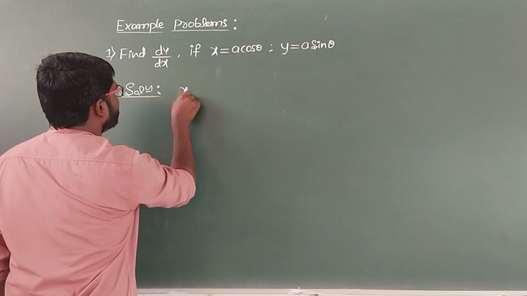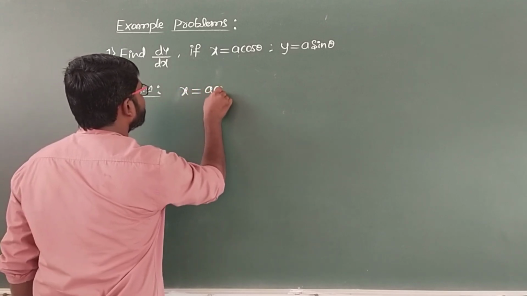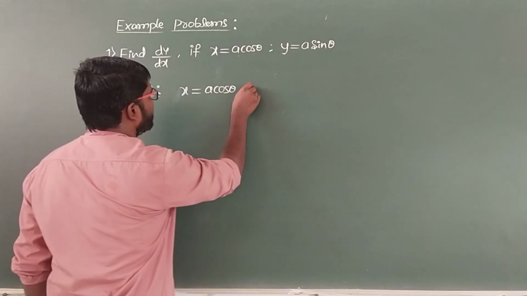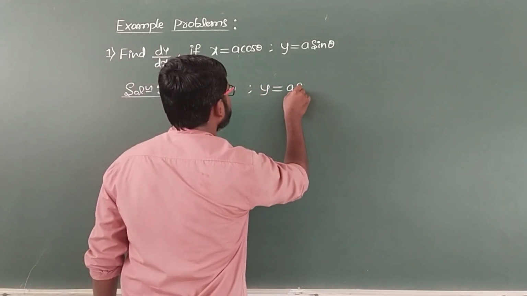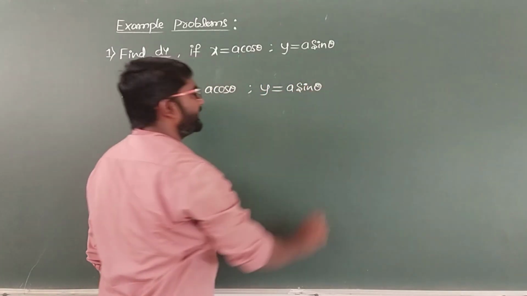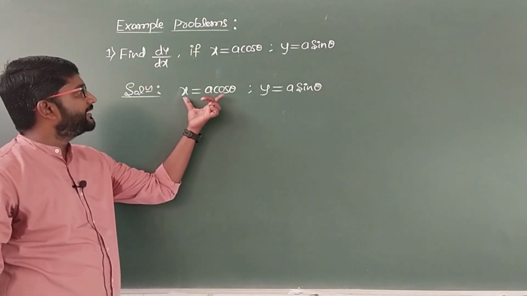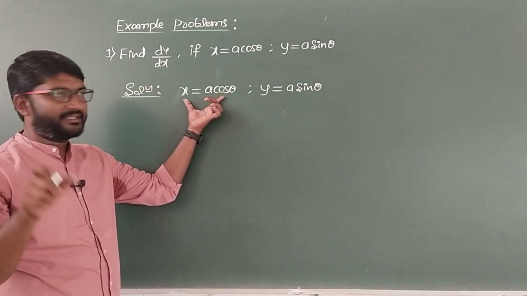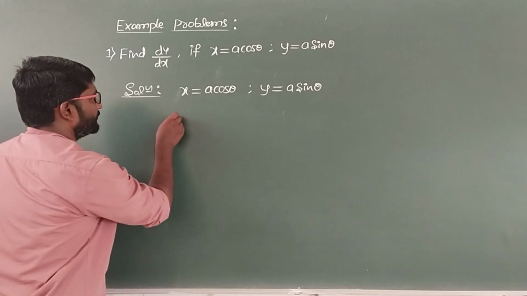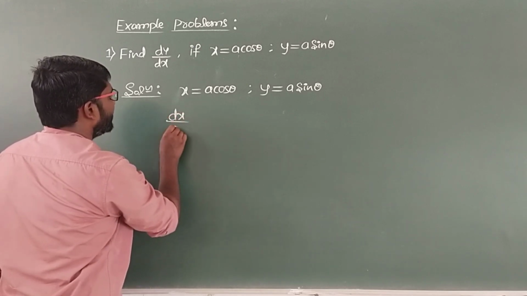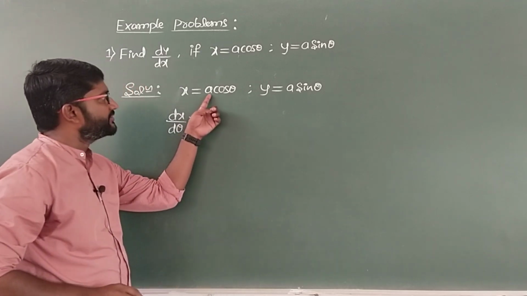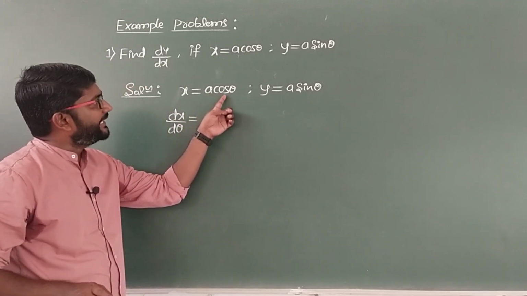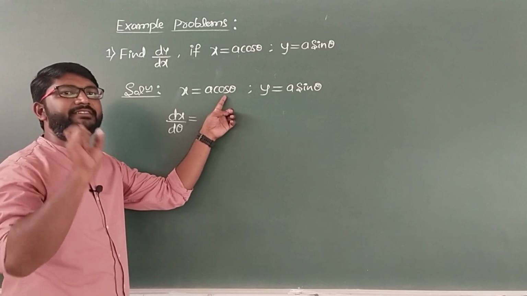I'll write the given functions. x is equal to a cos theta and y is equal to a sin theta. So now we have to differentiate both the sides with respect to theta. We get dx by d theta. So here dx by d theta is equal to, a is a constant, we should write it as it is. Then derivative of cos theta will be minus sin theta.